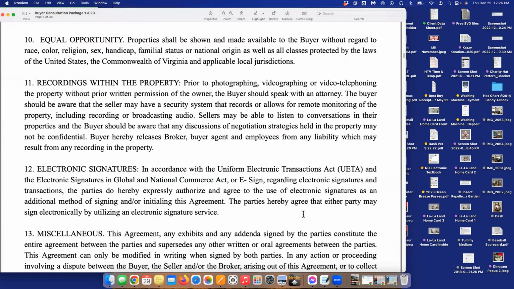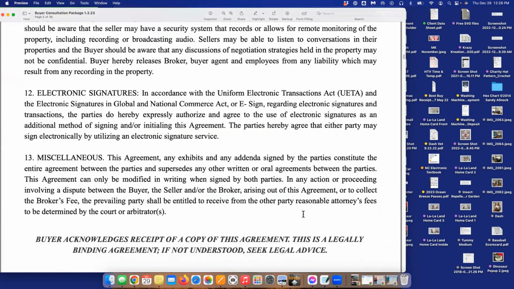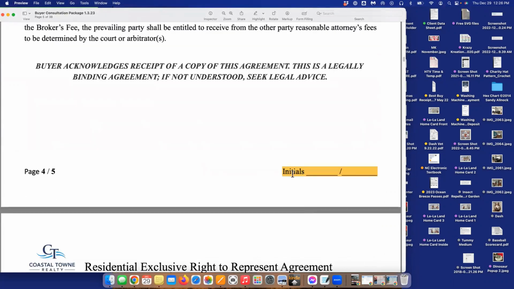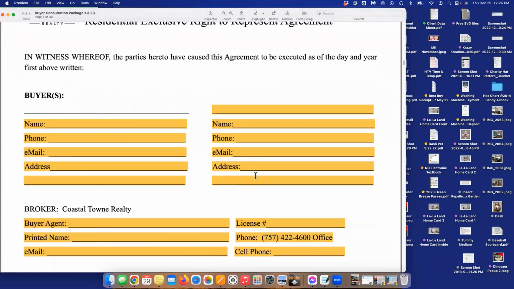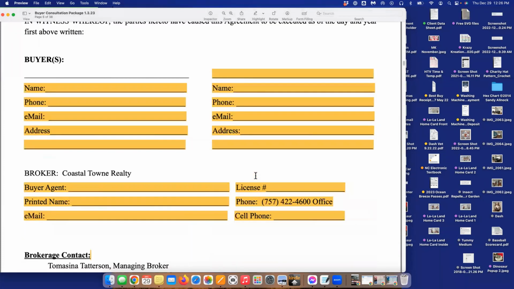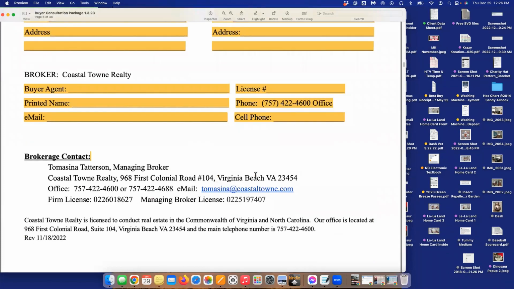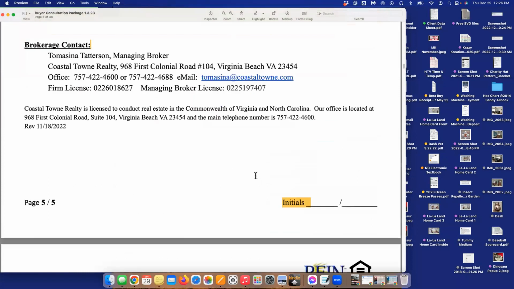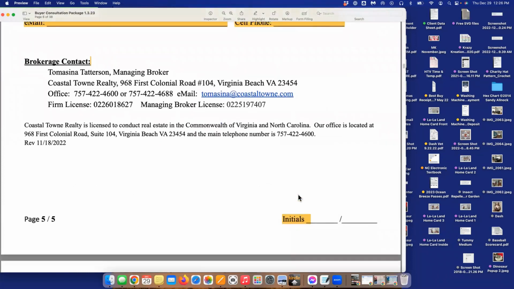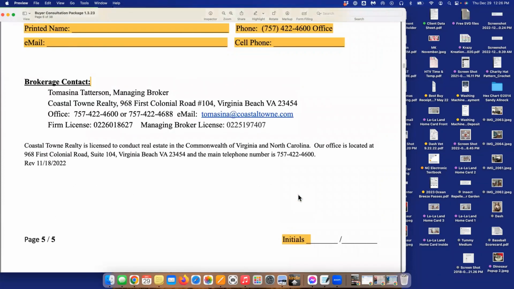It talks about equal opportunity, recordings, etc. Continuing on. Have the buyer initial at the bottom of the page. The last page covers all of their contact information, your contact information, and the brokerage contact. And again, initials at the bottom of the page. So this is your buyer brokerage agreement.